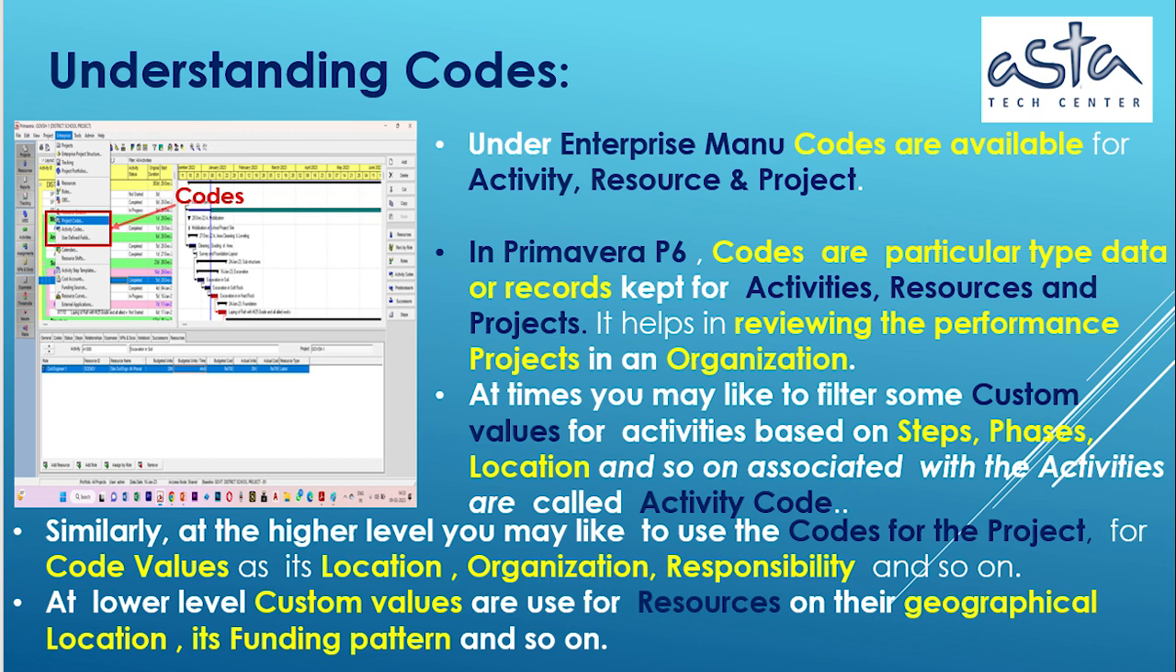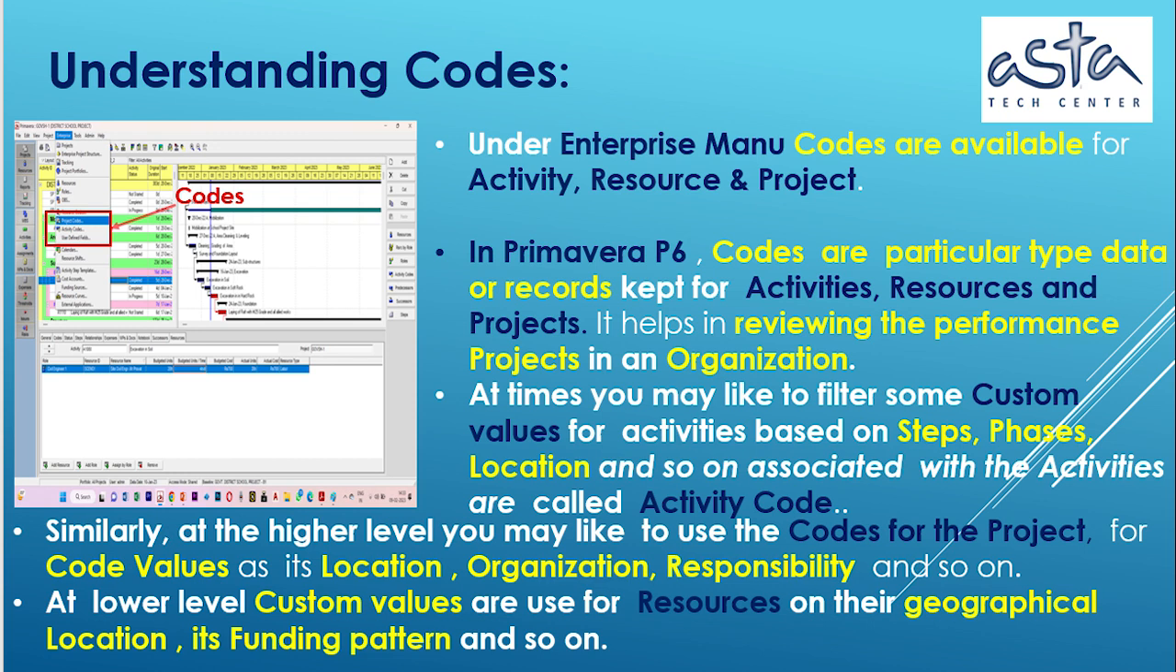Understanding codes. Under the Enterprise menu, codes are available for activity, resource, and project. In Primavera P6, codes are a particular type of data, or records kept for activities, resources, and projects. It helps in reviewing the performance of projects in an organization. At times you may like to filter some custom values for activities based on steps, phases, location, and so on.